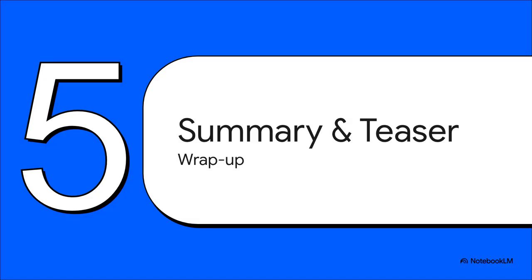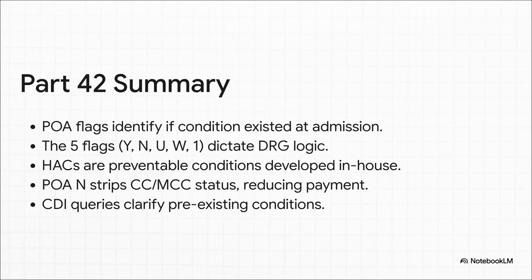Section 5, Summary and Teaser. Okay, let's wrap up. Here is your bottom line for Part 42. POA flags identify if a condition existed at the exact time of the formal admission order. Those 5 flags, Y, N, U, W, and 1, entirely dictate the DRG logic. Remember, HACs are preventable conditions developed during the stay, and getting an N on these strips a diagnosis of its CC or MCC status, which slashes your payment.